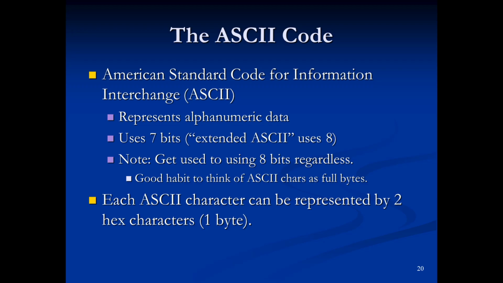And you should also probably get used to using 8 bits regardless. You know, the final bit, the leftmost bit, would just be a 0. And you really only care about the last 7 bits, but it's a good habit to think of ASCII characters as full bytes, so that you can think of it in both, not just binary, but hex or even octal sometimes if you really want to. But usually the ASCII codes are represented either by decimal or by hex. And because we're considering 8 bits for each ASCII character, each character can be represented by 2 hex characters, or 1 byte.